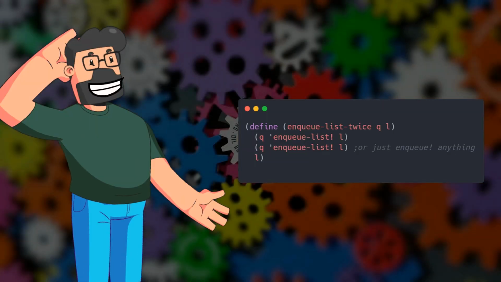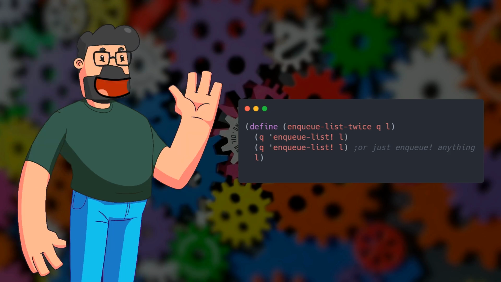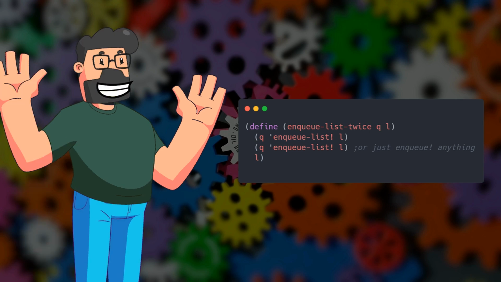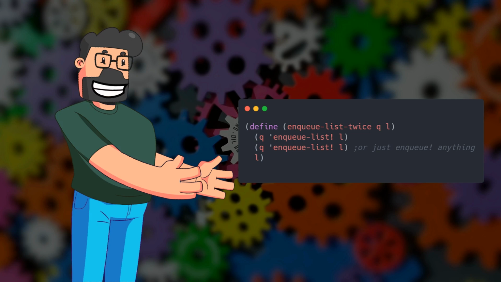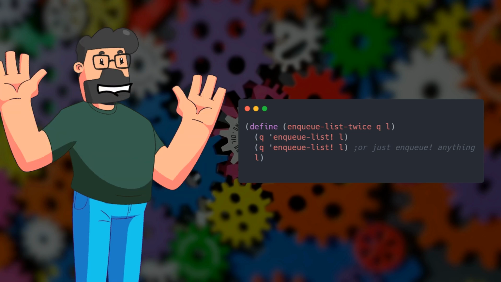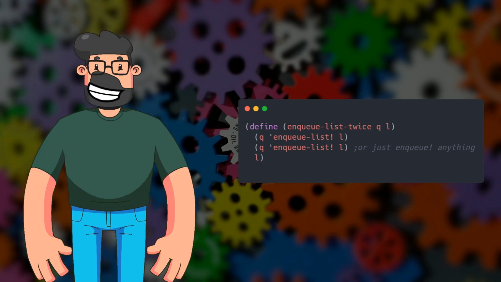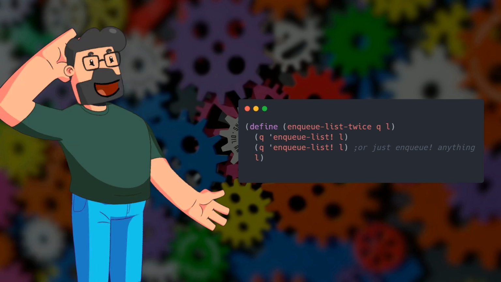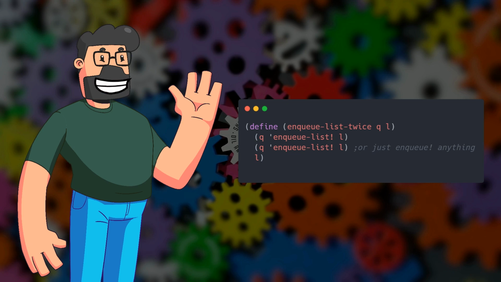Now, let's delve into the solution to this peculiar problem. The key lies in understanding the complexities that arise when considering the use of the append function in this context. Take, for instance, the enqueueListTwice function defined with two consecutive calls to enqueueList with the same list operand L. This code snippet highlights the potential dangers of using append to implement queue operations.